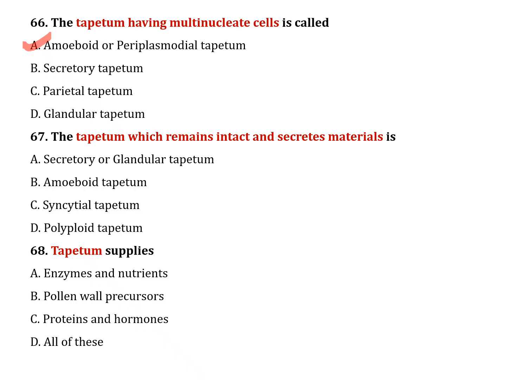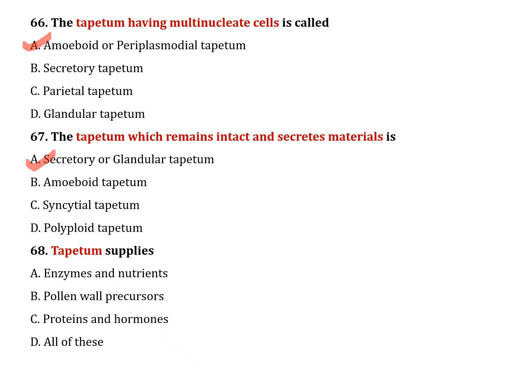The next question, number 67. The tapetum which remains intact and secretes material is: option A, secretory or glandular tapetum; option B, amoeboid tapetum; option C, syncytial tapetum; option D, polyploid tapetum. Correct answer is option A, secretory or glandular tapetum.